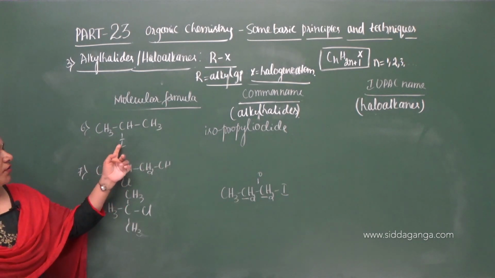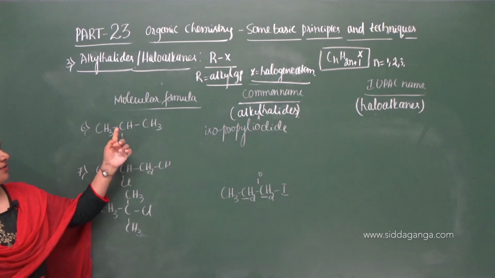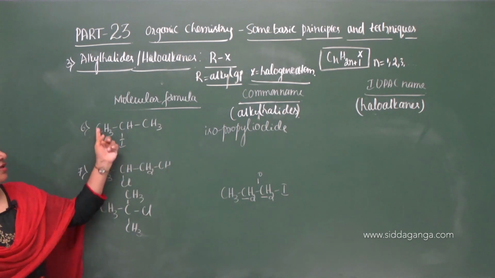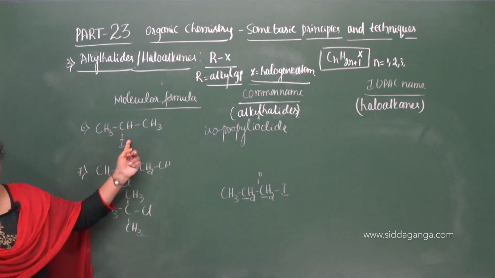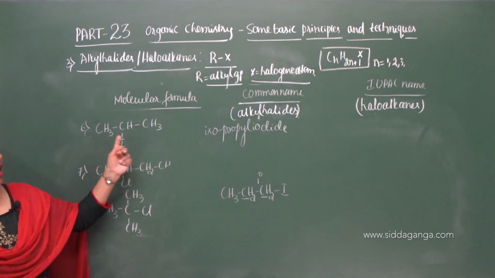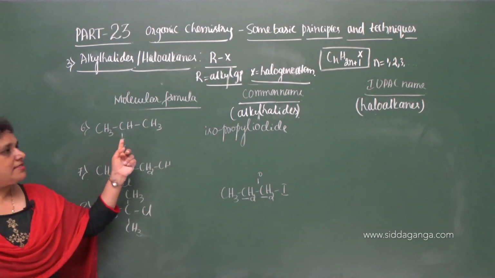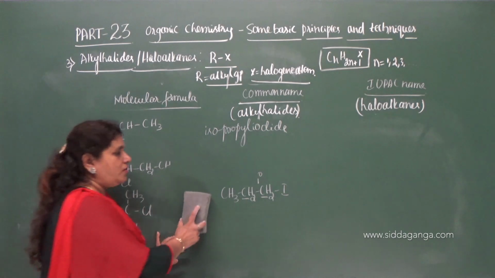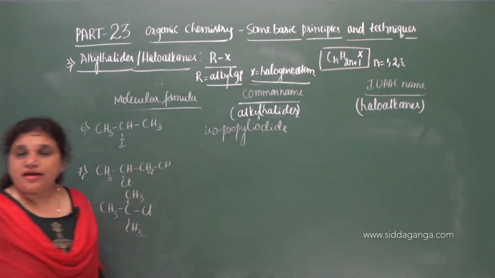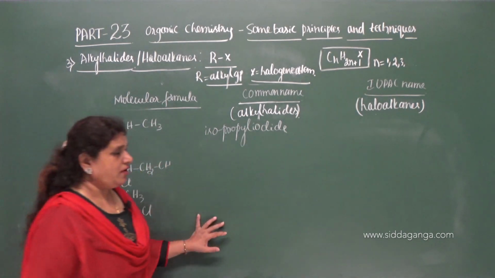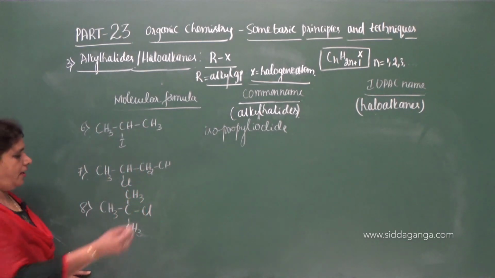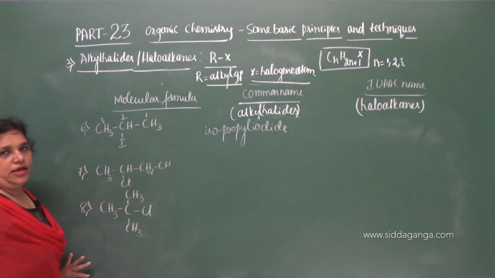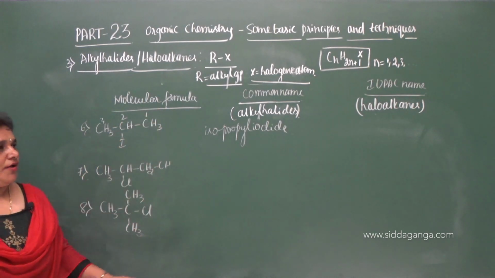Here this iodine is bonded to this carbon, but this carbon is bonded to two other carbon atoms, and hence the compound is secondary here. This is a secondary haloalkane, or a secondary alkyl halide, because the halogen atom is attached to a secondary carbon. So what is the IUPAC name? Numbering 1, 2, 3, at the second carbon we have iodine.